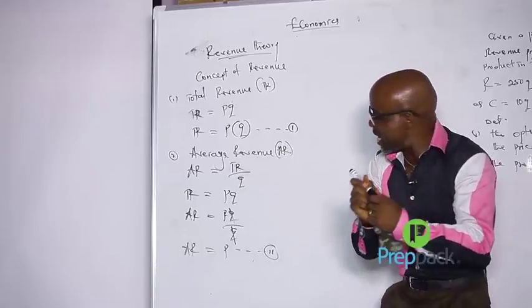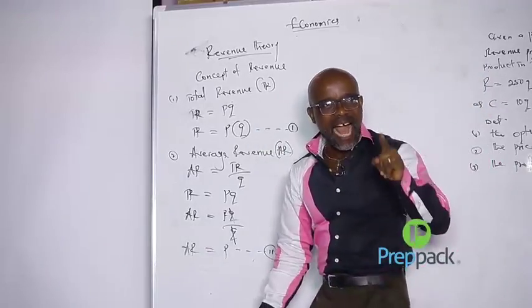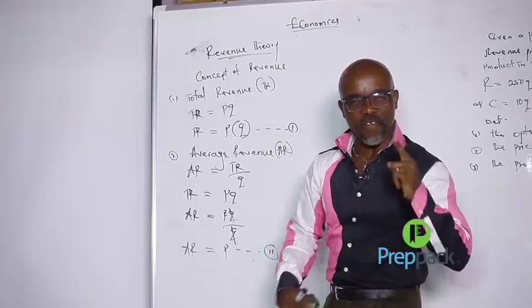So it simply means what now? That the average revenue is the same as price. The average revenue is the amount of money derived from the sale of a unit of output.